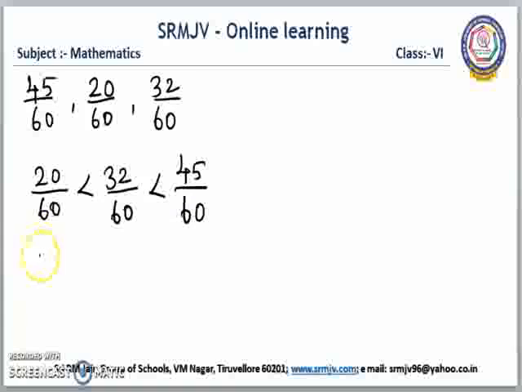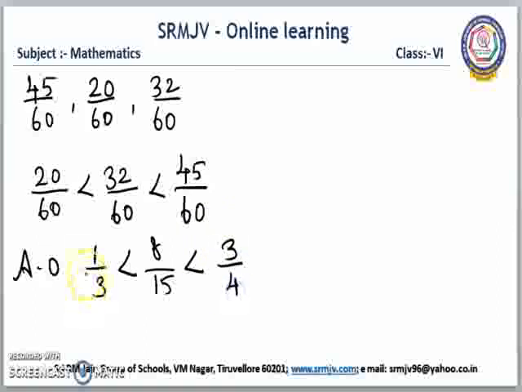According to the given fractions, we have to find the answer. So 20 by 60 represents 1 by 3, which is less than 32 by 60, representing 8 by 15, and 45 by 60 is 3 by 4. So now this is the answer for the given question. 1 by 3 is the least fraction and 3 by 4 is the greatest fraction. Is it clear, children? Shall we go to the next one?